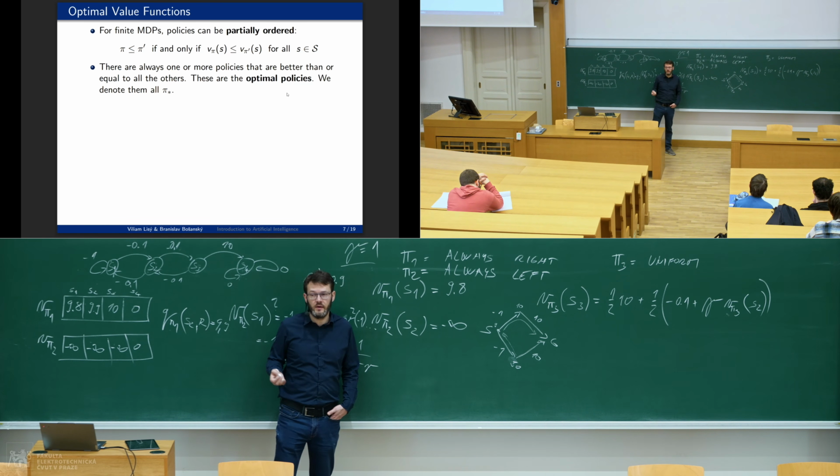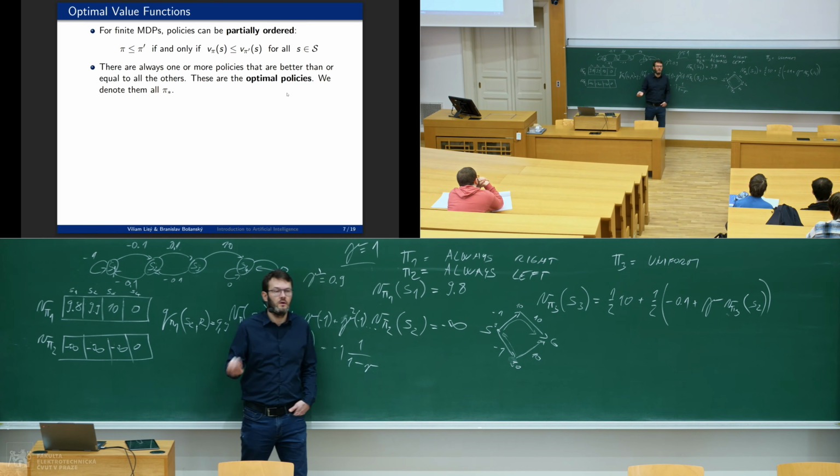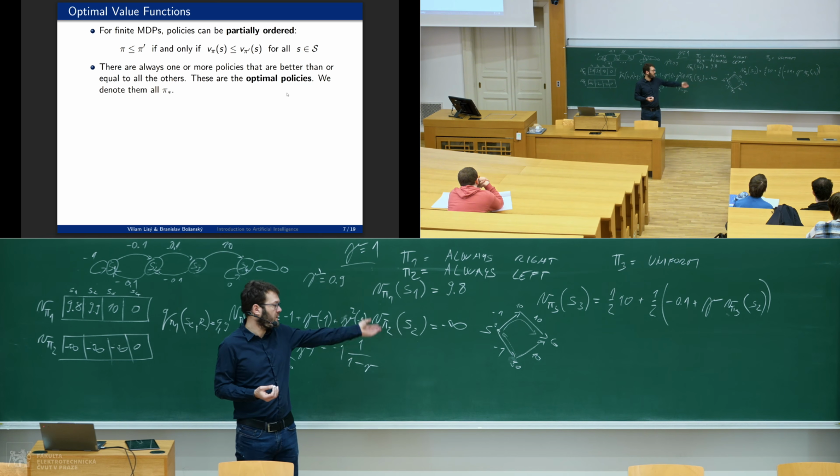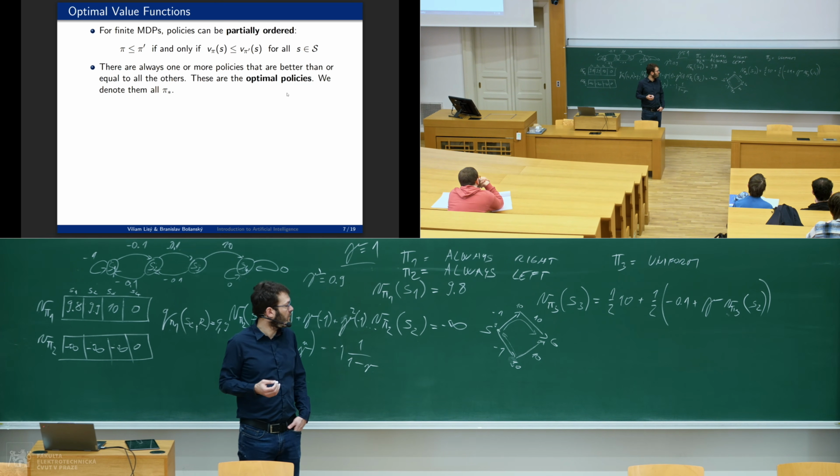Why is it partial ordering? Can you think of two policies whose value functions will not be comparable?